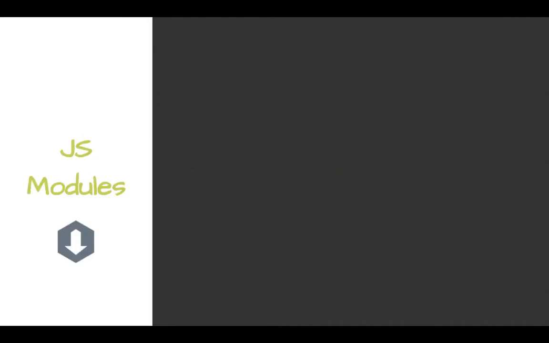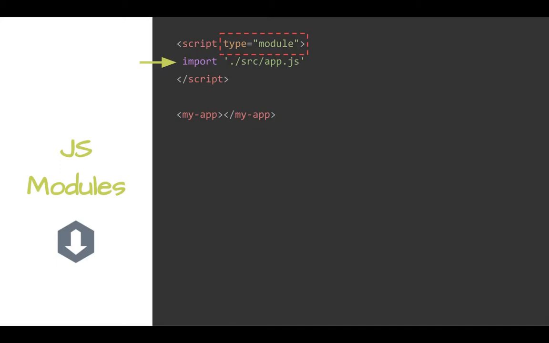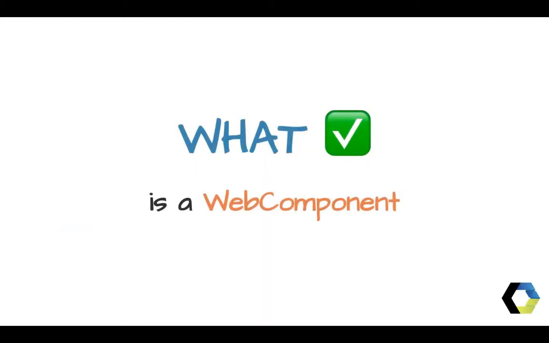The last part is JS modules, which is not really a true part of custom elements, but it's there, and you define it like this. You have to tell the script tag it will be a module with this type, and then you can just use ECMAScript modules for loading your widgets, and when it loads, the browser will register the element and render your markup as needed. Okay, so now you know what a web component is.